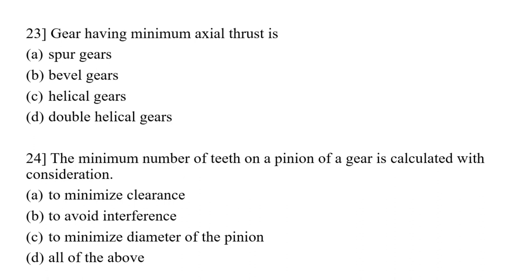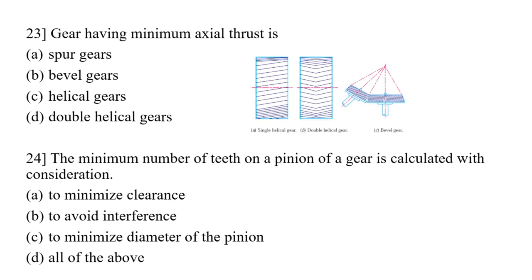Next, gears having minimum axial thrust is, so first spur, bevel, helical and double helical gears. You can observe all diagrams for spur gear, bevel gear, helical gear and double helical gear. In case of double helical gear, there is a minimum axial thrust. Because of this less axial thrust, double helical gears are formed to generate less axial thrust. So the correct option will be D, double helical gear.